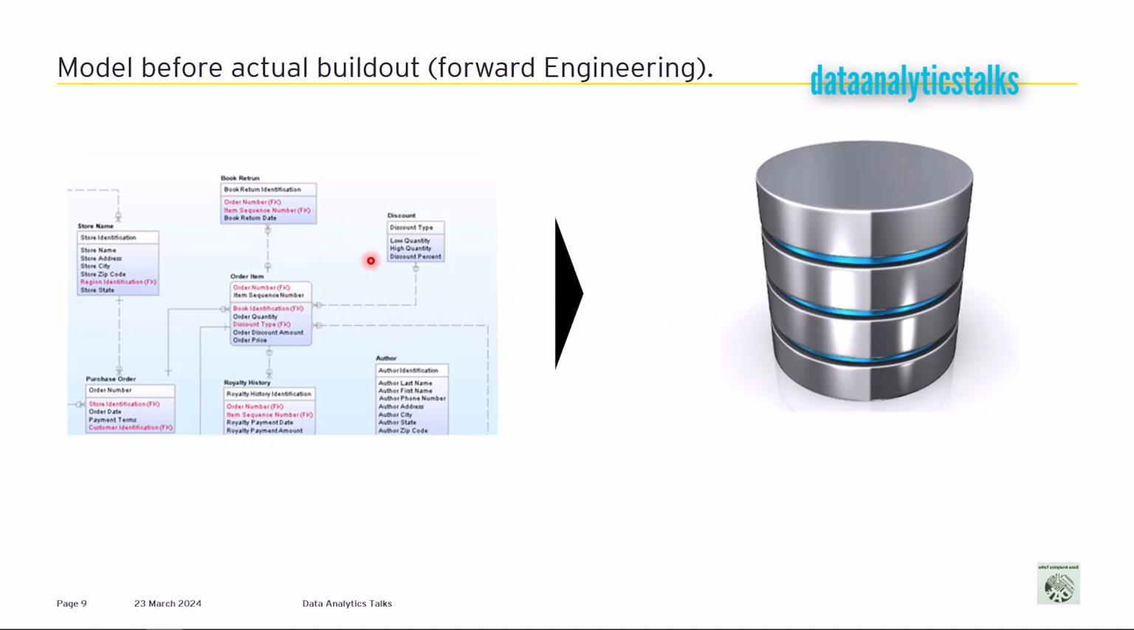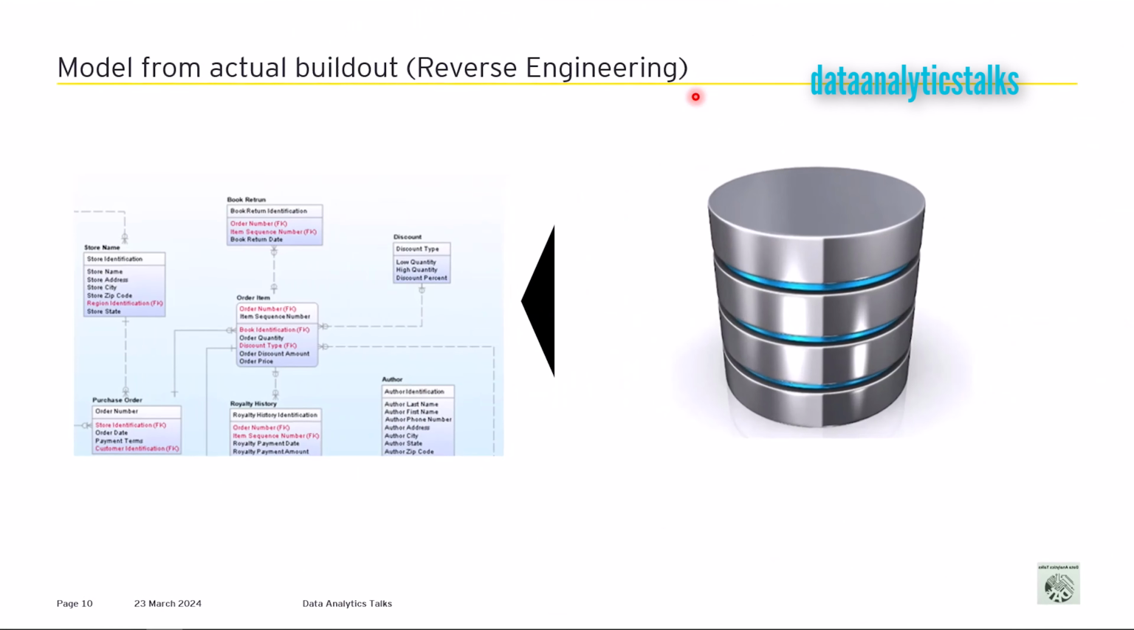For a data modeler, as they create the data model, they have to understand the entities, understand the attributes, understand the relationships, and understand business rules. And they should create the real database. Also, you should remember that there are some data modeler tools which can help you generate your database from the physical data model. And that process is called forward engineering. Build the model before the actual build out.